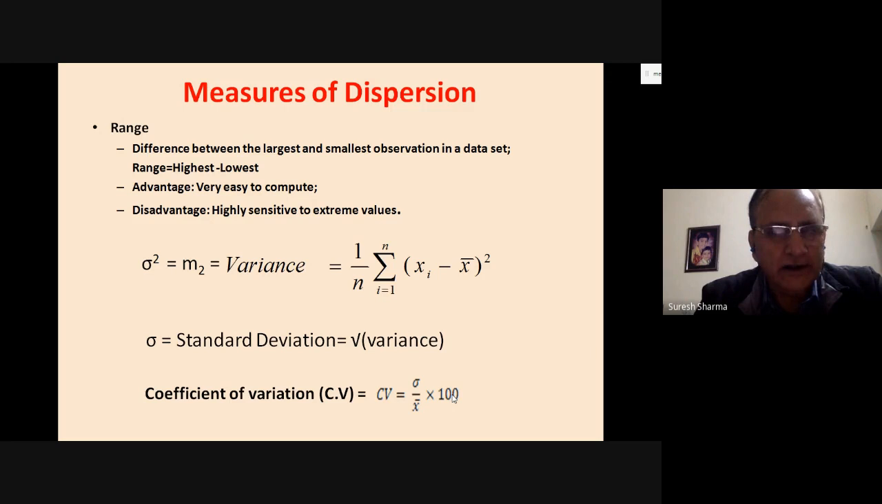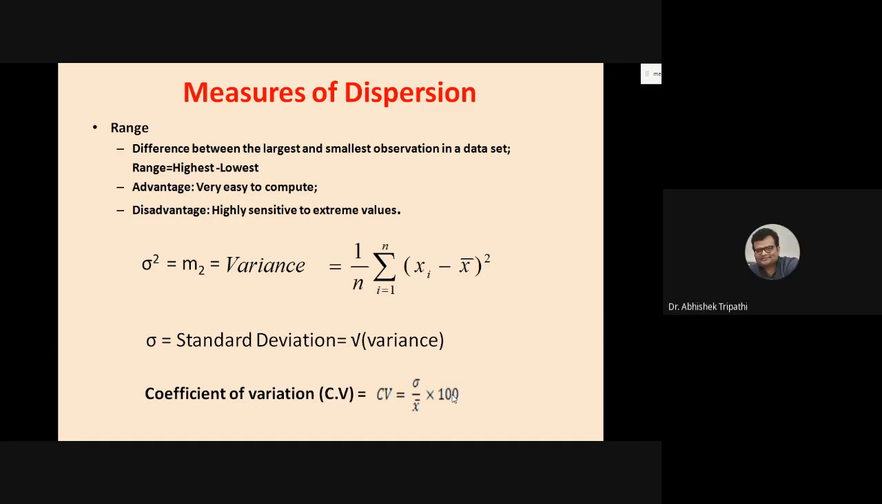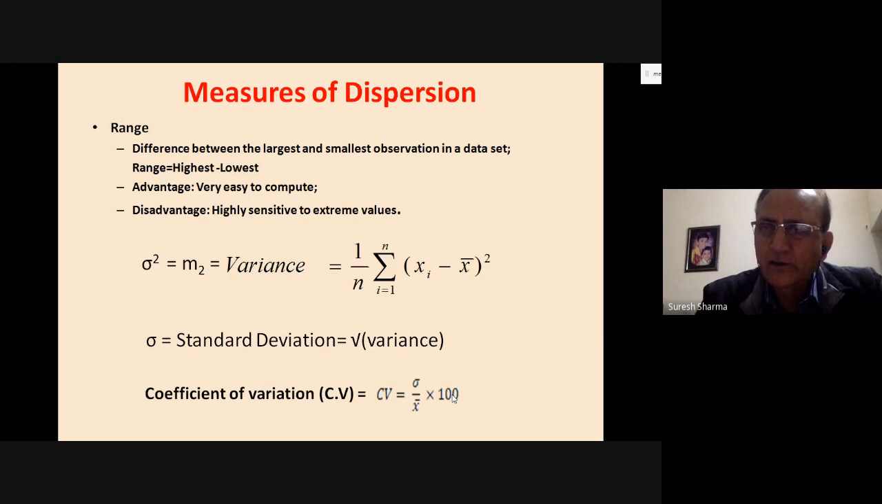Hopefully, you are understanding all these concepts. Could you please explain standard deviation once again? Standard deviation is nothing but the square root of variance. Why do we compute standard deviation? Because if you look at the units of variance, it is a square.